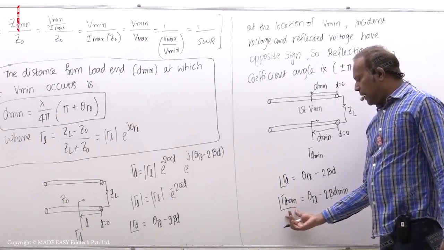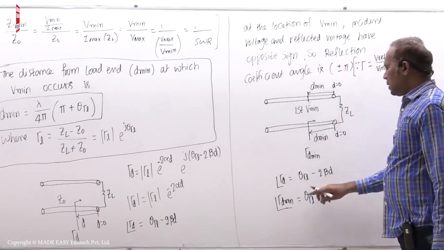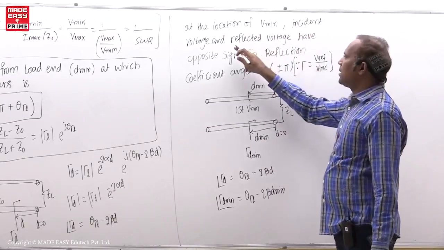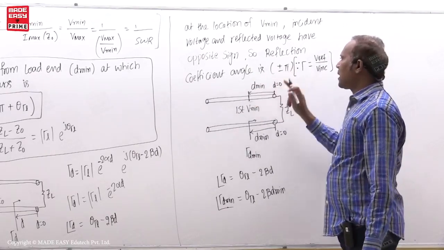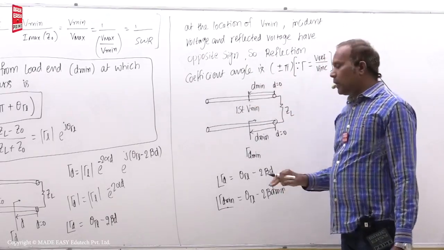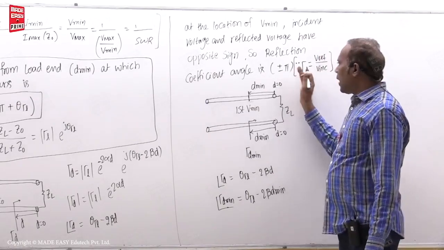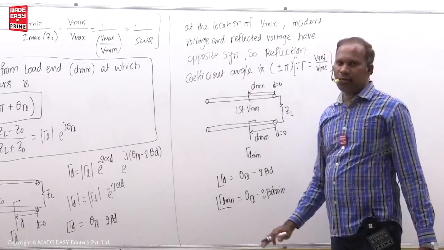Now what is the angle of reflection coefficient at d minimum? At the location of voltage minimum, incident and reflected voltage have opposite sign, so the reflection coefficient angle is plus or minus pi. We want the least distance, so you take the negative angle, minus pi. What happens if you take plus pi? Then you get the next voltage minimum.